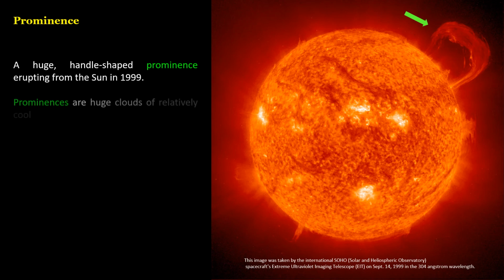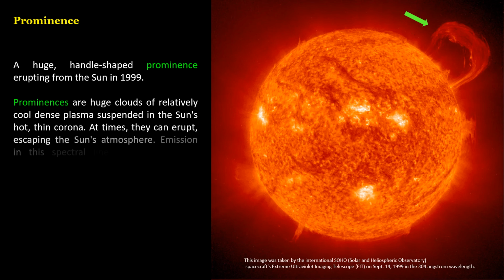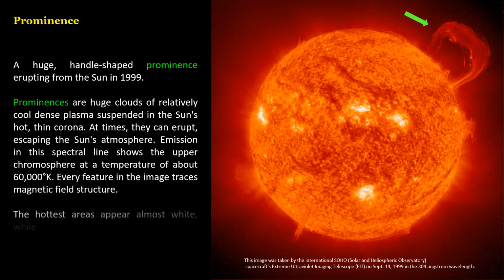Prominences are huge clouds of relatively cool dense plasma suspended in the Sun's hot, thin corona. At times, they can erupt, escaping the Sun's atmosphere. Emission in this spectral line shows the upper chromosphere at a temperature of about 60,000 degrees Kelvin. Every feature in the image traces magnetic field structure. The hottest areas appear almost white, while the darker red areas indicate cooler temperatures.